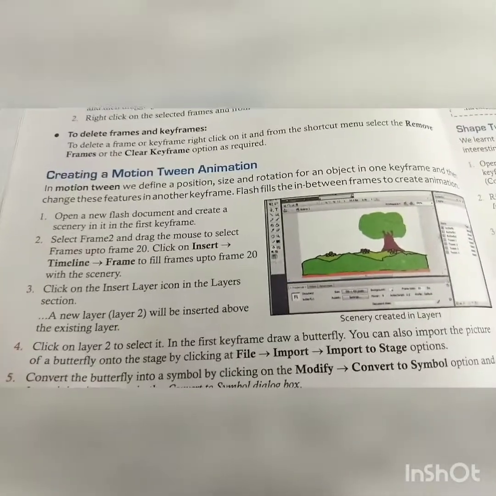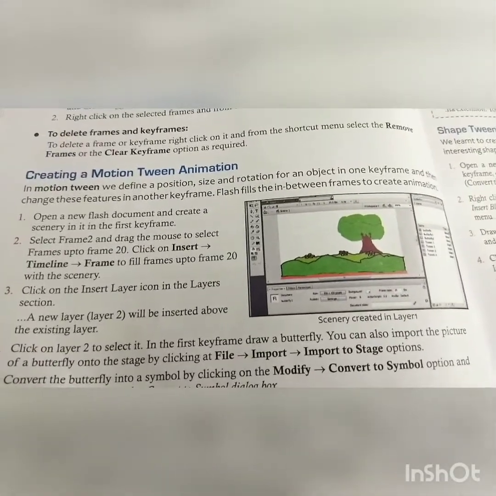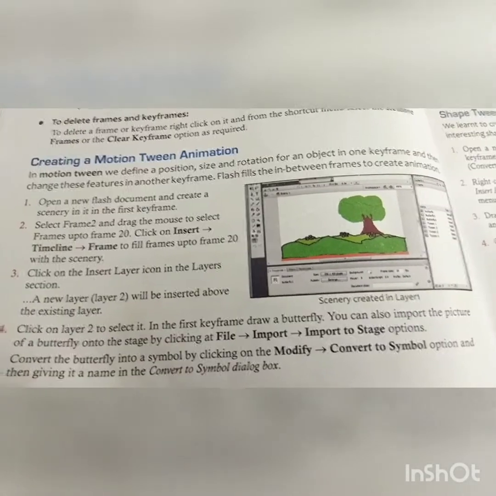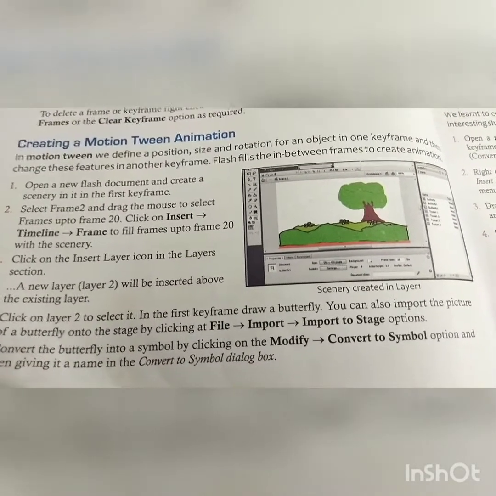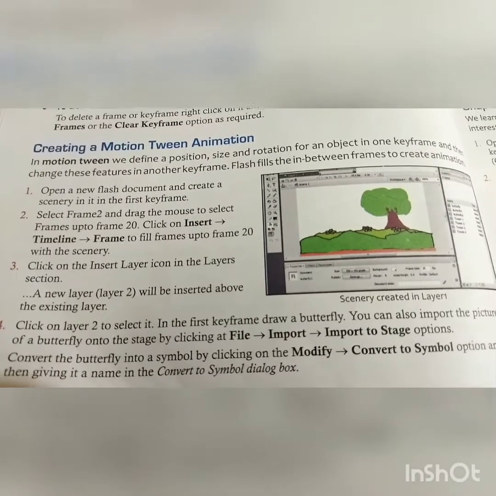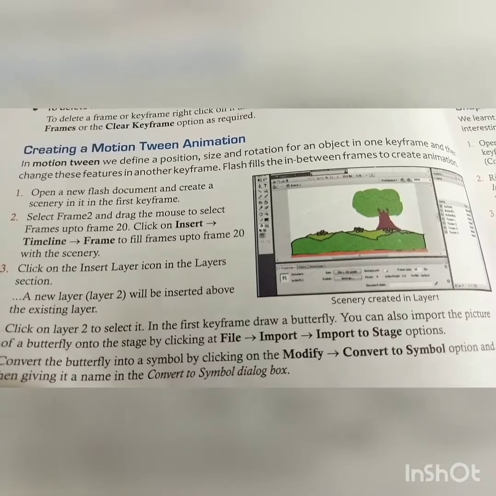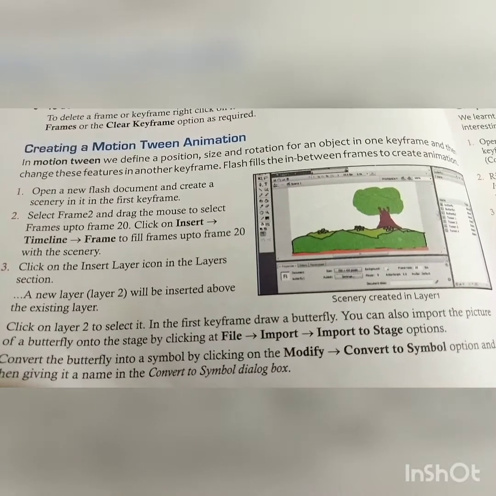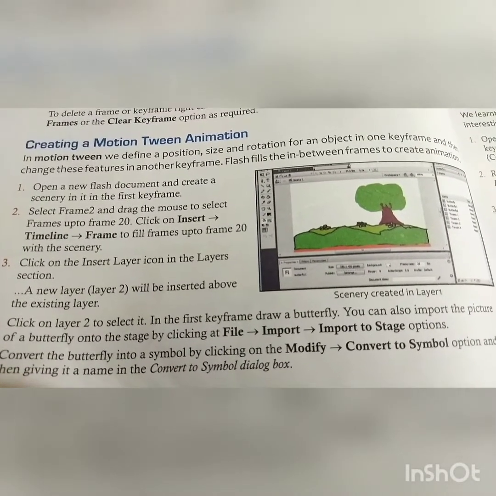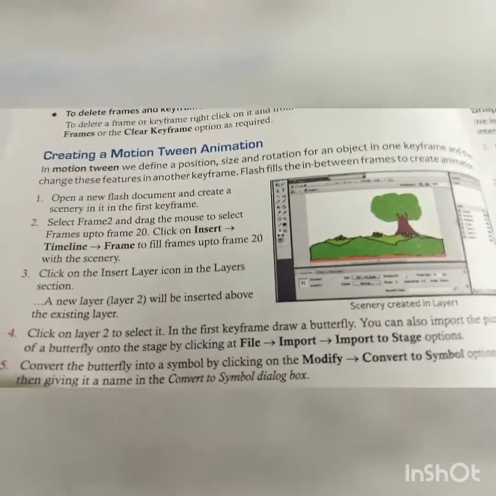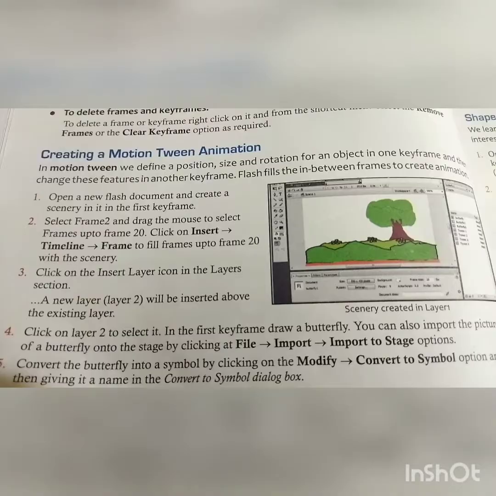In motion tween animation, the steps are, students: open a new Flash document and create a scenery in its first keyframe. Then select frame 2 and drag the mouse to select frames up to frame 20. Then click on insert timeline frame, to fill frames up to frame 20 with the scenery. After that, you can apply all these steps to create a motion tween animation.